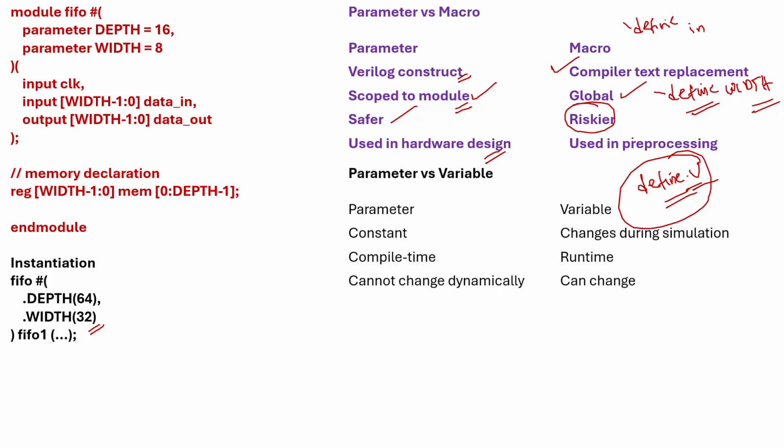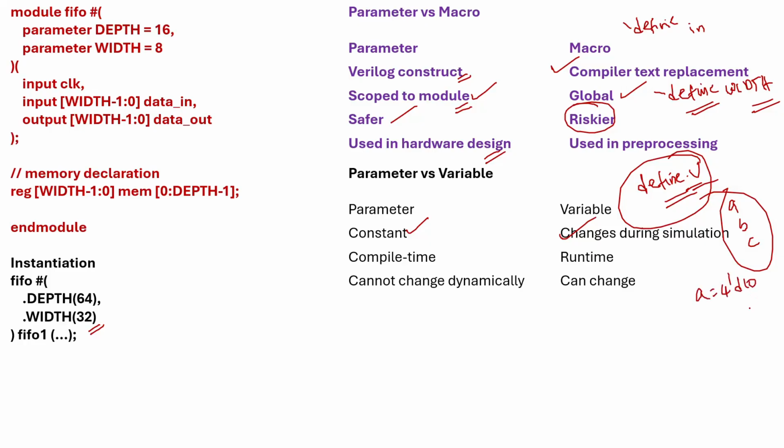Okay, so variables and parameters: a parameter is a constant, and a variable means something that changes during the simulation time. That means you are taking a, b, c. All these are variables, and during simulation time you are changing their values.